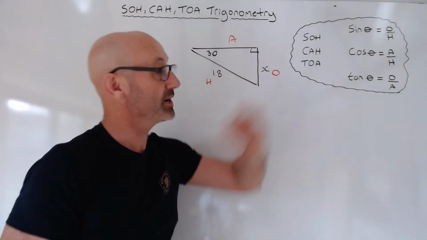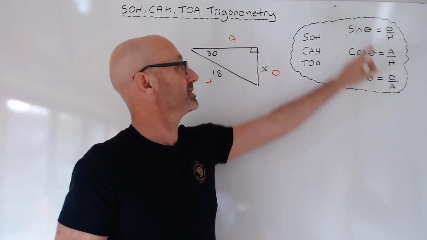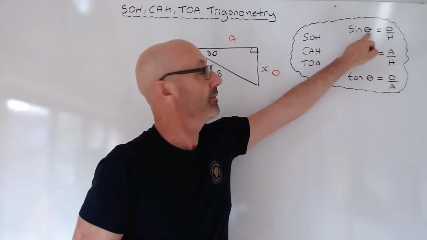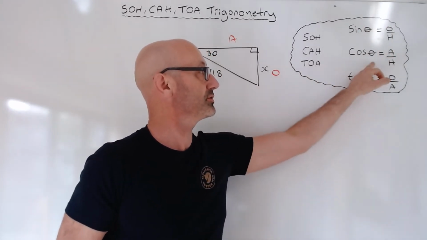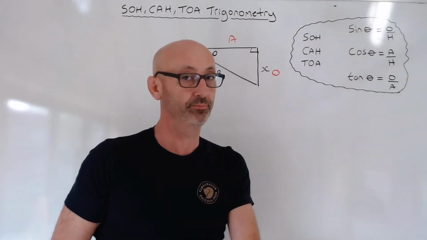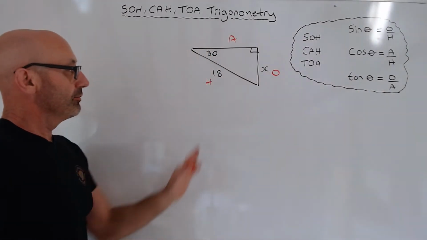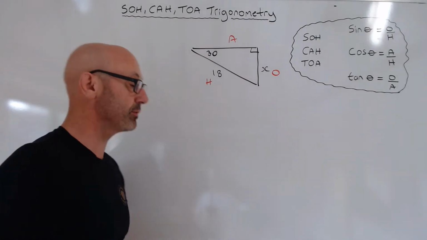You need to be able to write it down, and you need to be able to write down the 3 rules. Sin of the angle, that's theta, is O over H. Cos is A over H. Tan is O over A. Okay? Right, here's a question. We're going to do an example, and you're going to answer 3 questions.